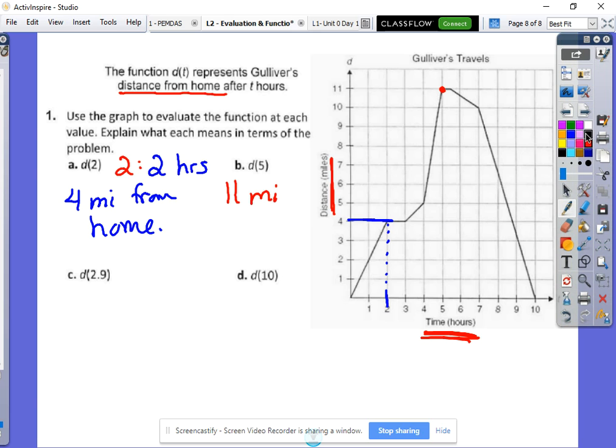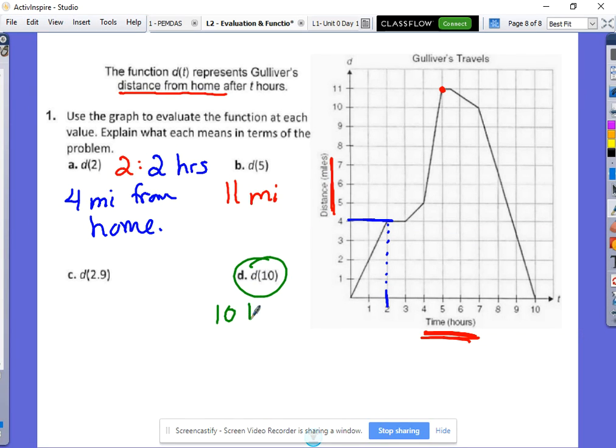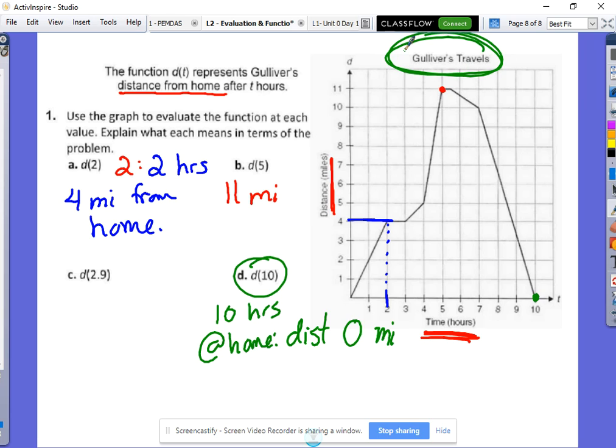If you look at the last question, D of 10, that means we've been on the road for 10 hours traveling, and we're all the way back. We've come all the way back home. We're at home, which means our distance is 0 miles. Okay, so it's kind of different to interpret you're still evaluating the function, but you're not doing any math. You're not doing any calculations. You're looking at the graph itself and making sure that you can interpret that graph.